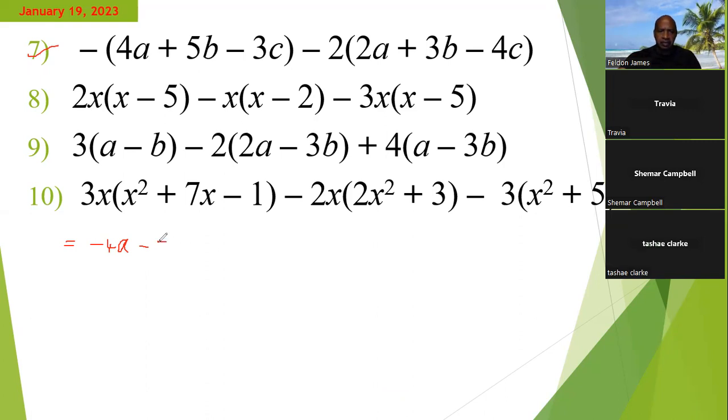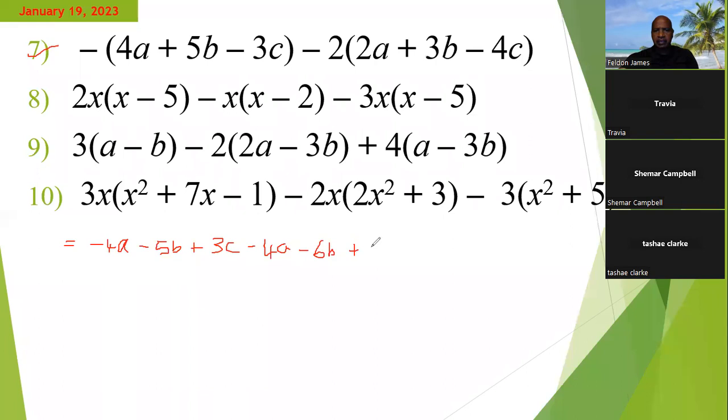I need to, all right, minus 5B plus 3C, plus 3C, minus 4A, minus 4A, minus 6B, minus 6B, plus 8C. Minus 6B plus 8C.